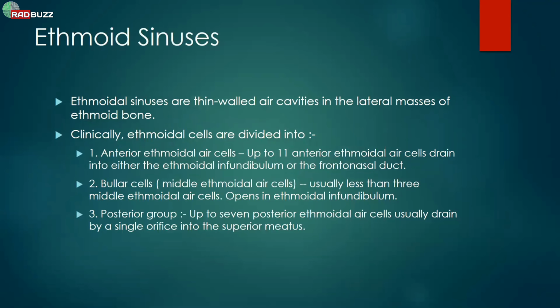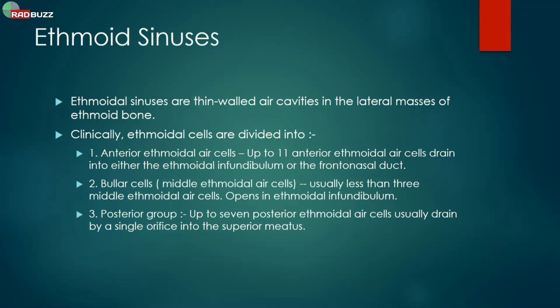Ethmoid sinuses. These are very thin walled air cavities, and they're lateral masses of the ethmoid bone. The ethmoid bone is one in the midline, and on two sides we have ethmoid sinuses. And they're further divided into anterior, polar, or posterior group. The polar cells are also called the middle ethmoid cells.